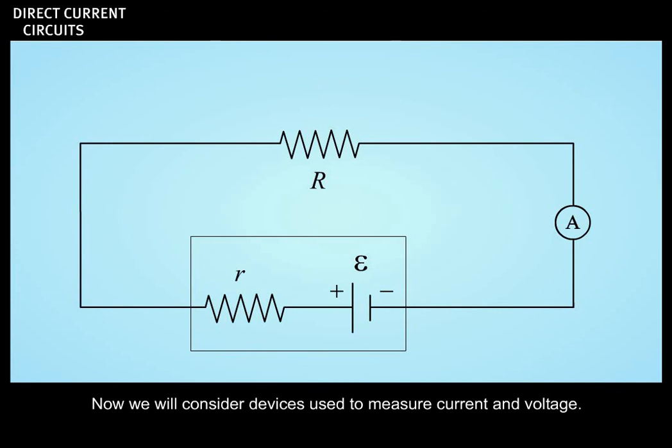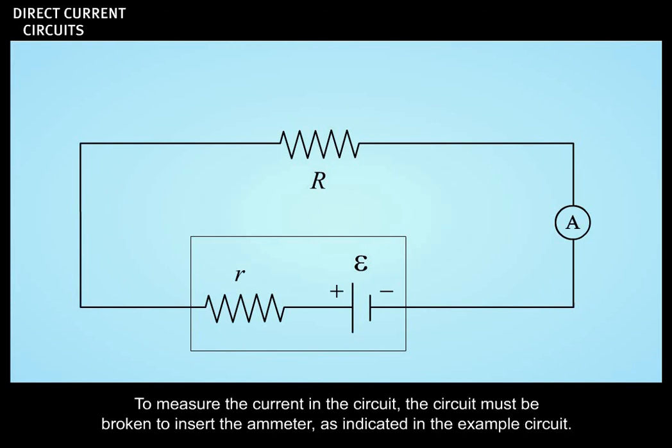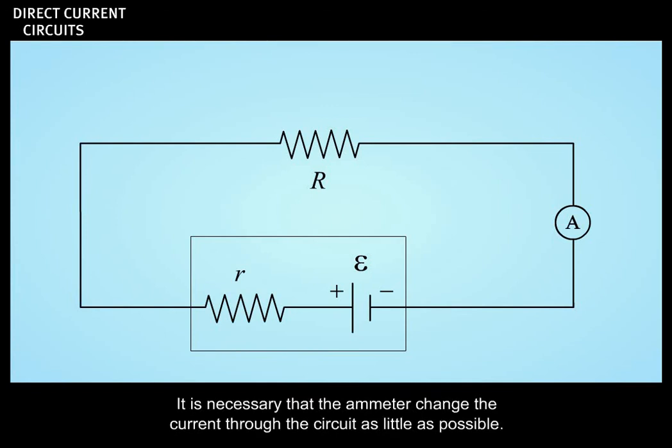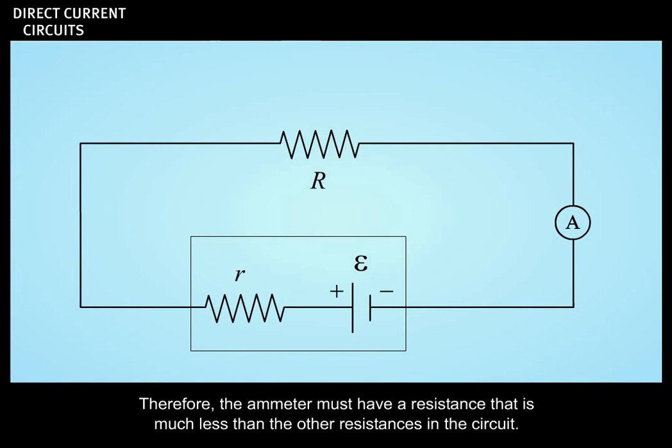Now we will consider devices used to measure current and voltage. To do so, we will use the simple circuit shown as an example. An ammeter is a device that measures electric current. To measure the current, the circuit must be broken to insert the ammeter, as indicated in the example circuit. The ammeter is shown as a circle labeled A. It is necessary that the ammeter change the current through the circuit as little as possible. Therefore, the ammeter must have a resistance that is much less than the other resistances in the circuit.